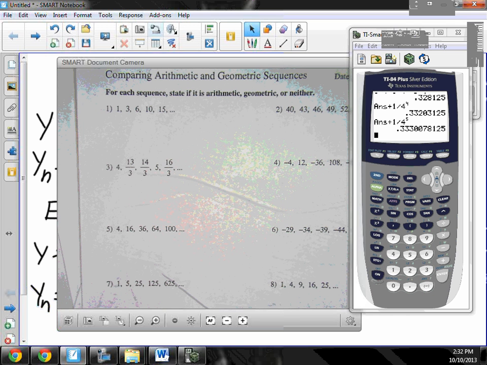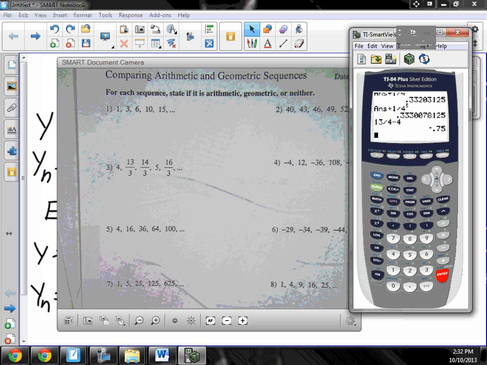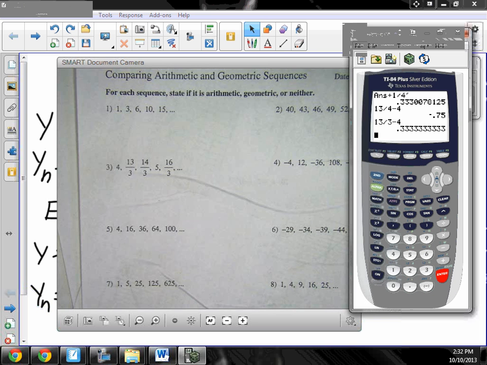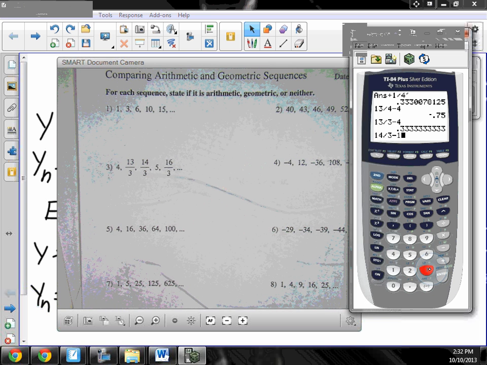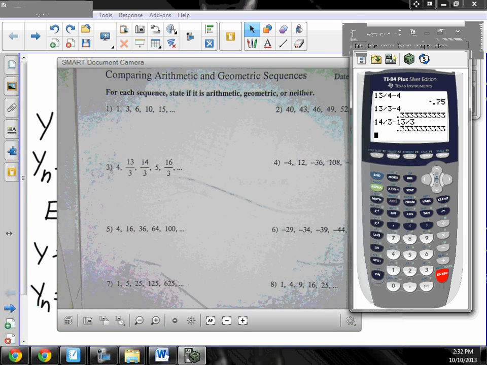arithmetic. What's the pattern? +1/3, +1/3, +1/3. How do you get that? Oh, yeah, that would work. So this is 4 1/3, 4 2/3, 5, 5 1/3. That makes it really easy. Or you could just use your calculator. We could say 13/3 minus 4. And I get 1/3. 14/3 minus 13/3 is also a third. So we're just adding 1/3 every time. So that would be arithmetic.